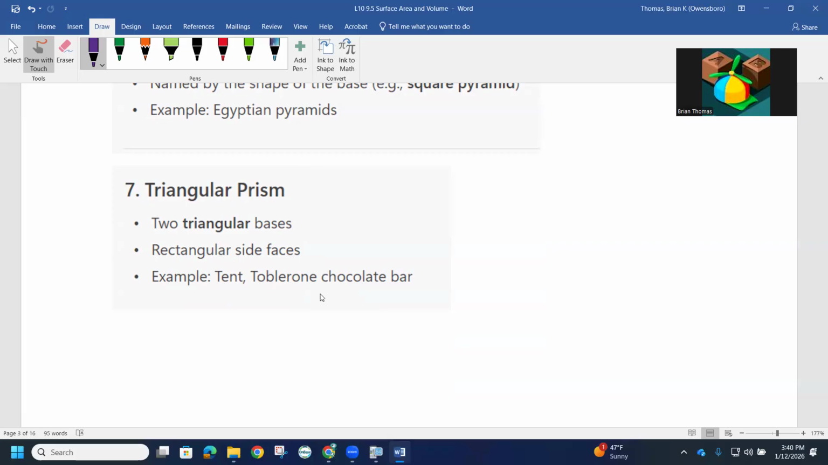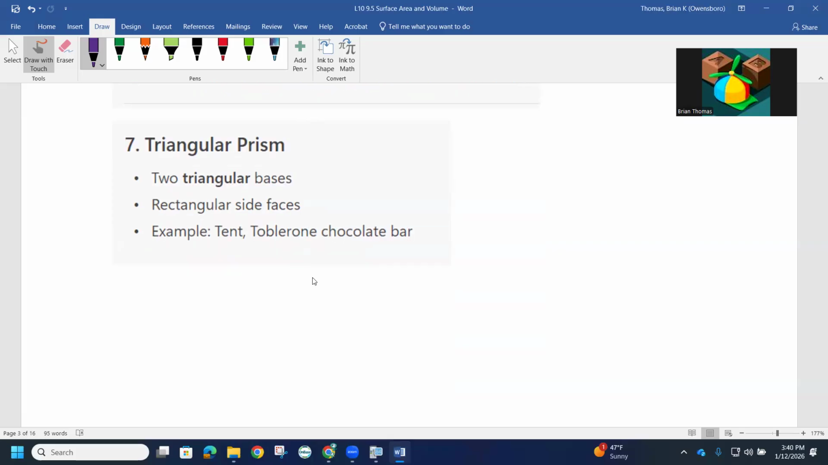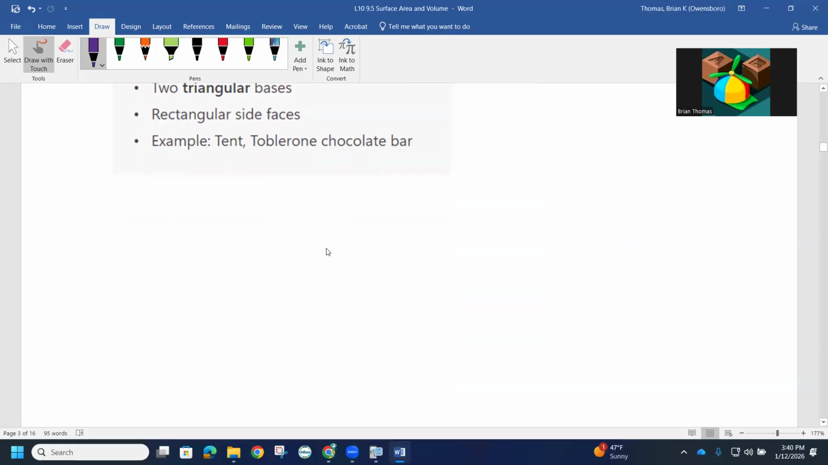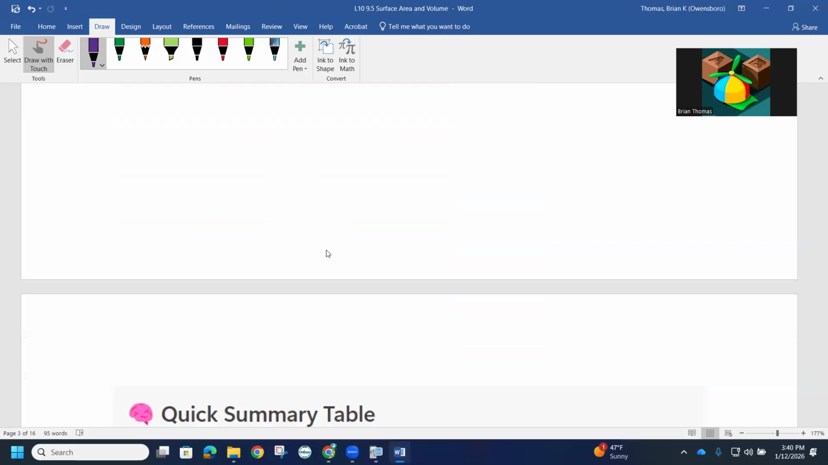I'm not familiar with that, so you'll have to Google the Toblerone chocolate bar. So we have the triangular prism as well.